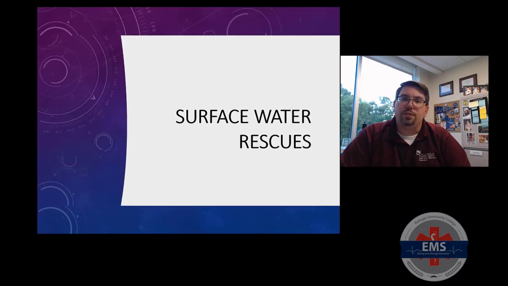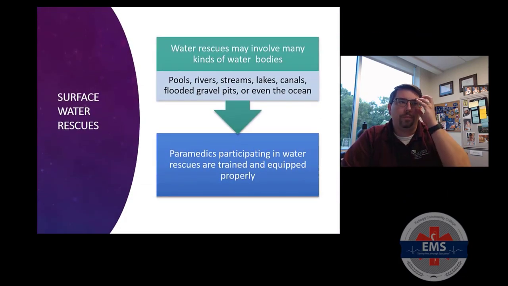Now, if we switch gears a little bit, we can talk about surface water rescue. In Michigan, we're never more than a mile away from some type of surface water. Makes the potential for a water rescue or a surface water rescue relatively high. Let's dive into that a little bit further.